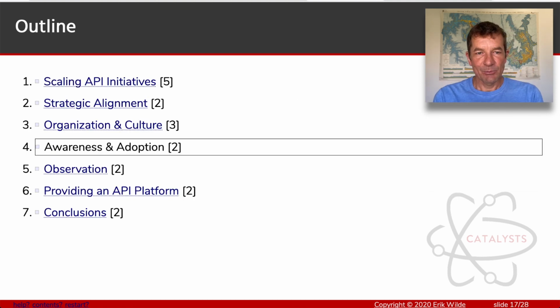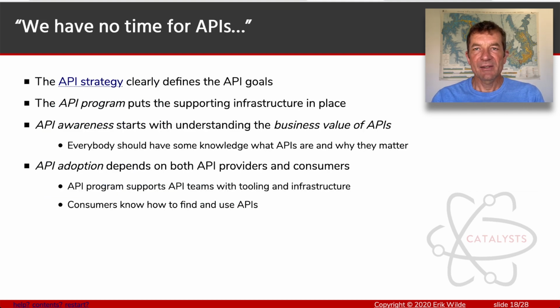Next area that is important, awareness and adoption. So when you look at awareness and adoption, in many cases, when you look at organizations starting their API journey, I have had some feedback where teams are saying, yeah, we know APIs are nice and we would like to provide an API for what we're building here, but we just don't have the time for it. And for them, APIs are more like a luxury almost.